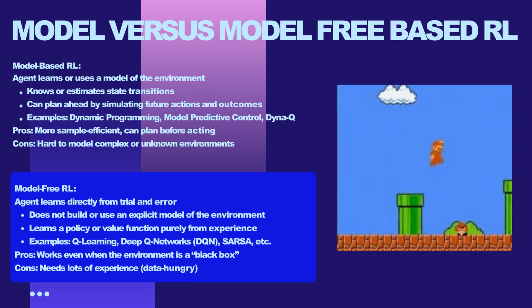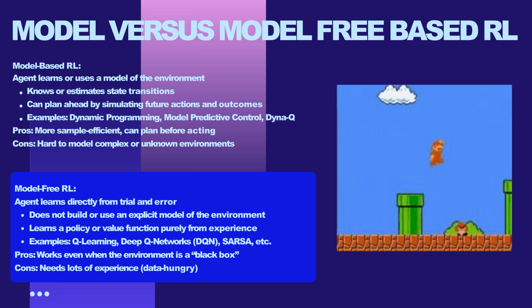Next, let's differentiate between two approaches in RL, model-based and model-free methods. In model-based RL, the agent learns or uses a model of the environment. This means it understands how states transition based on its actions and can plan ahead by simulating future actions and outcomes. Examples include techniques like dynamic programming and model predictive control. The advantage here is that it's more sample efficient, meaning it can learn from fewer experiences. However, it can be challenging to model complex or unknown environments.